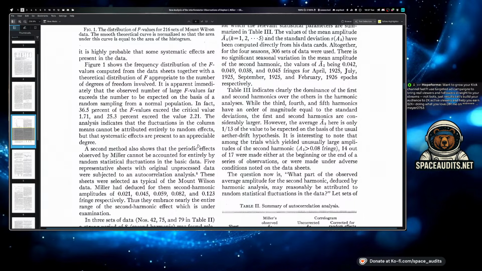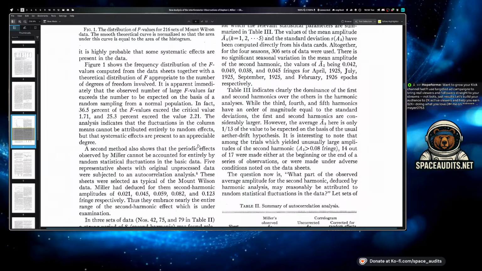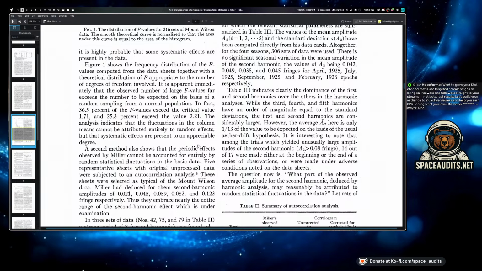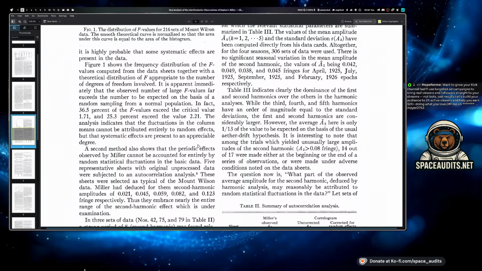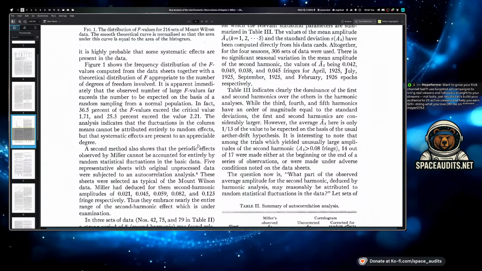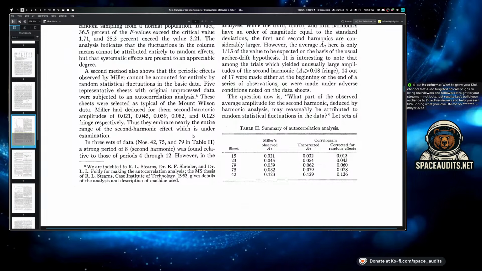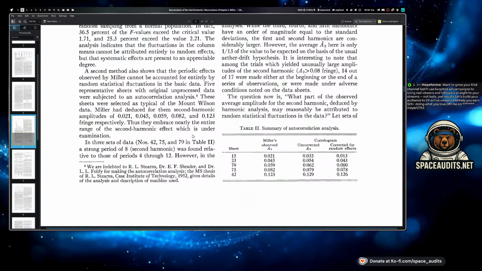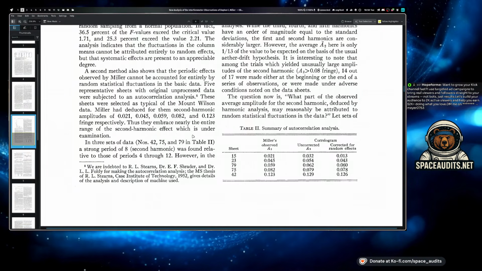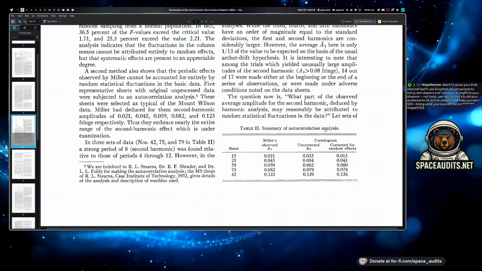It is interesting to note that among the trials which yield unusually large amplitudes of the second harmonic, greater than 0.08 fringe, 14 out of 17 were made either at the beginning or at the end of the series of observations, or were made under adverse conditions noted in the data sheet. The question is, what part of the observed average amplitude for the second harmonic deduced by the harmonic analysis may reasonably be attributed to random statistical fluctuations in the data?